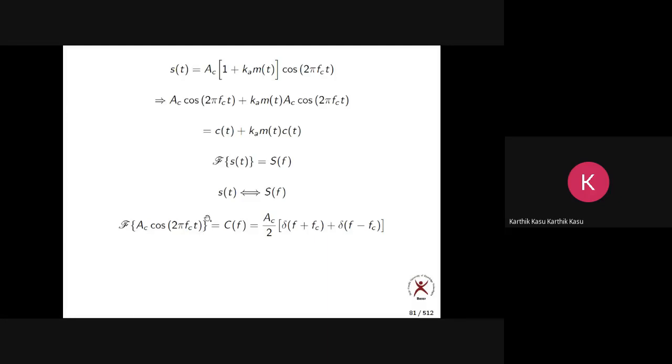Now, what is the carrier c(t)? Ac cos 2πfct. What is the Fourier transform of Ac cos 2πfct? That is C(f), and it is equal to Ac/2 [δ(f + fc) + δ(f − fc)]. So I hope you know this formula.